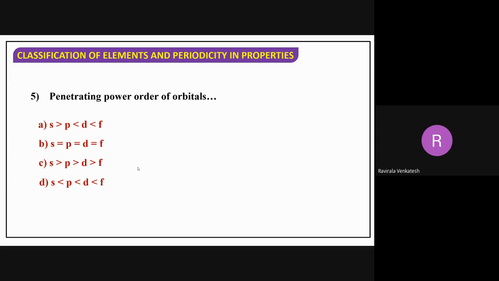Now this you already know. Which option is correct? Option C is correct. This one is correct: S is greater than P, P is greater than D, D is greater than F.